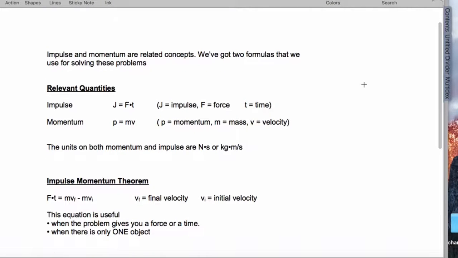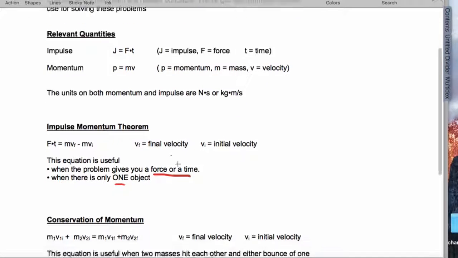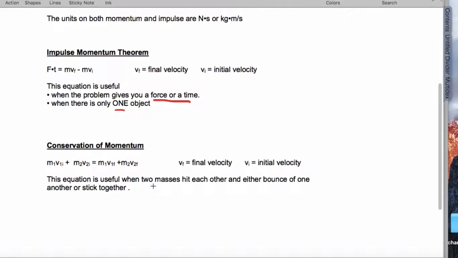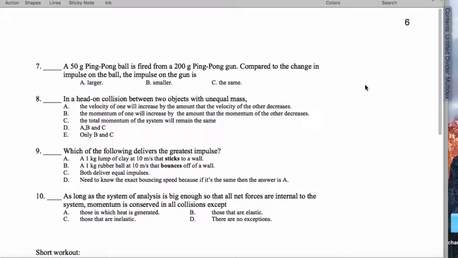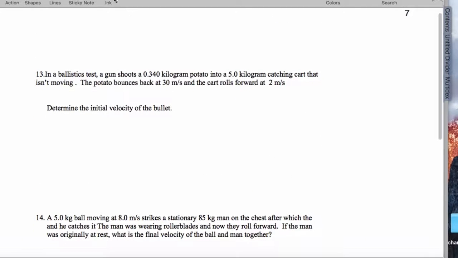So for example, the impulse momentum theorem is useful when I give you a force and a time and there's only one object. And conservation of momentum is when two masses hit each other. I saw a lot of people in this exam with two objects not using the formula that applies to two objects.